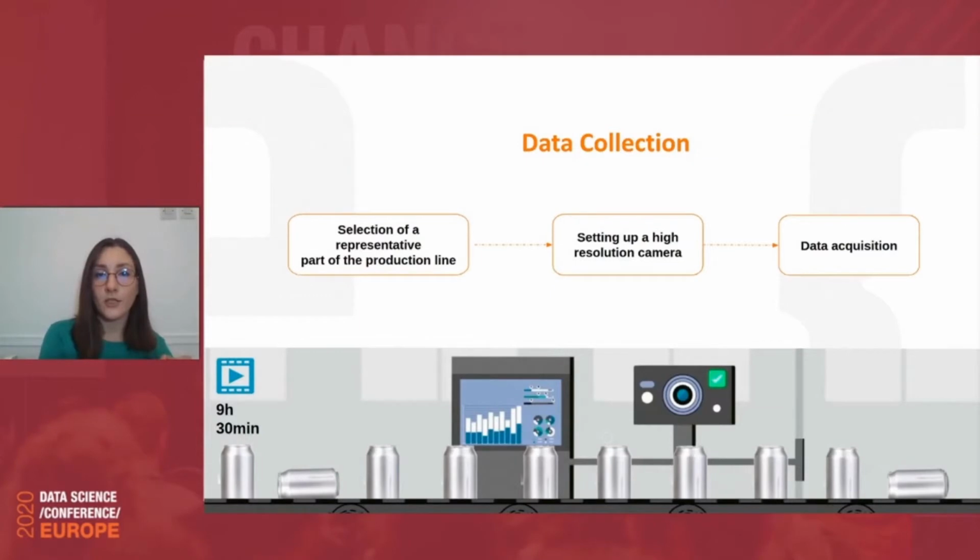Our data collection phase consisted of 3 steps. The first one was a selection of representative part of the production line. Then we had to set up a high resolution camera. Afterwards, we were able to move to the data acquisition. And this part of data acquisition resulted in 9 hours and 30 minutes of raw video material.